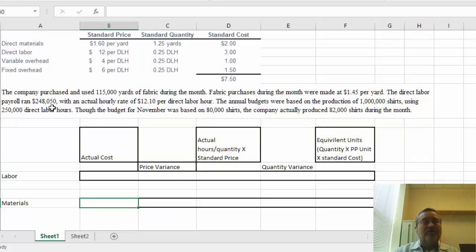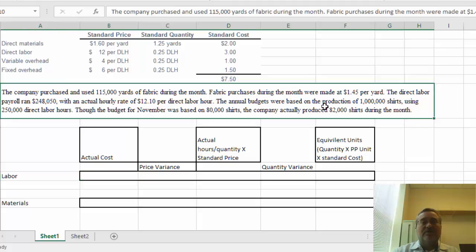The direct payroll was $248,050. That's going to be our actual cost there. And then the actual rate is $12.10 per hour. So based upon that, we're going to find the actual number of hours that we used. Now this is the hard part in terms of determining the equivalent units for the actual production. Annual production means nothing. What we're looking for is what's actually taking place in November. So you notice that the budget was based upon 80,000 shirts, but the reality is that we actually produced 82,000 shirts. So in our actual production, we're using the 82,000 units or 82,000 shirts.